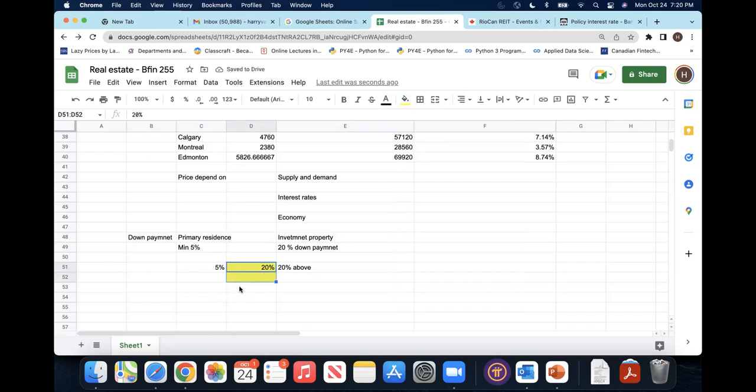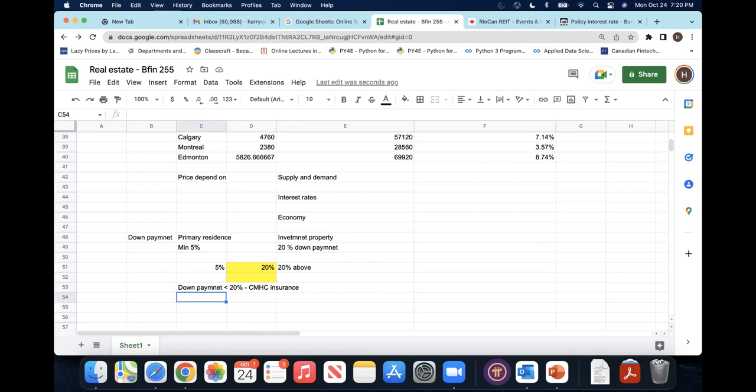If your down payment is less than 20%, then you have to pay CMHC insurance. Along with the price of the property, you also have to pay CMHC insurance. CMHC insurance is a mortgage insurance, so that if you default on your mortgage, the bank gets paid from the government. So it is effectively an insurance on your mortgage. It applies when the down payment is less than 20%.